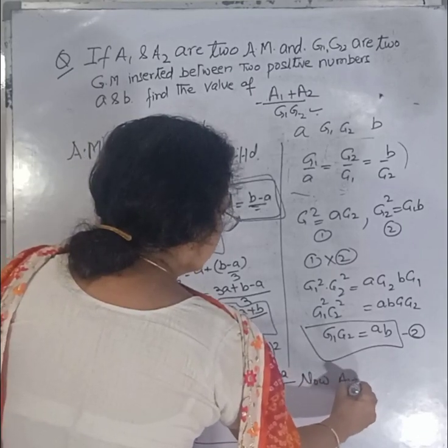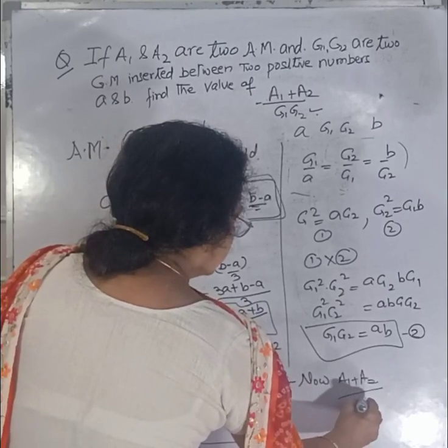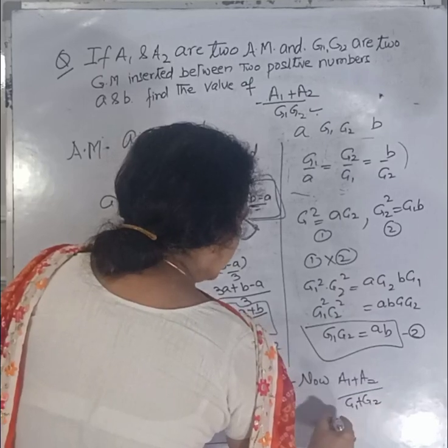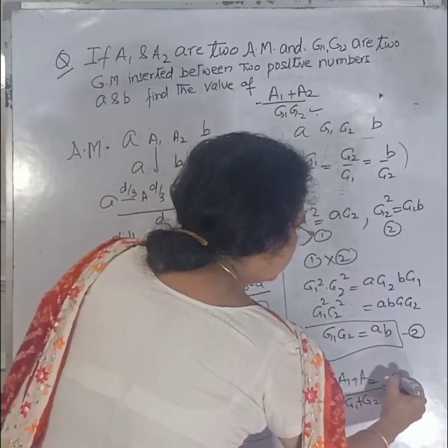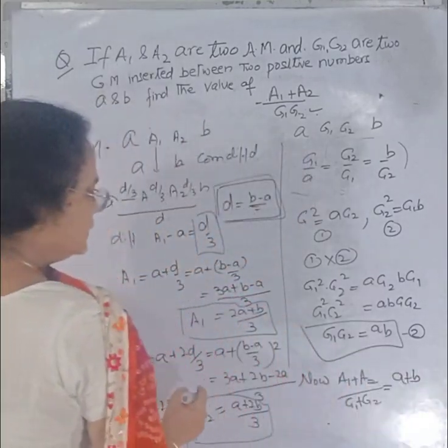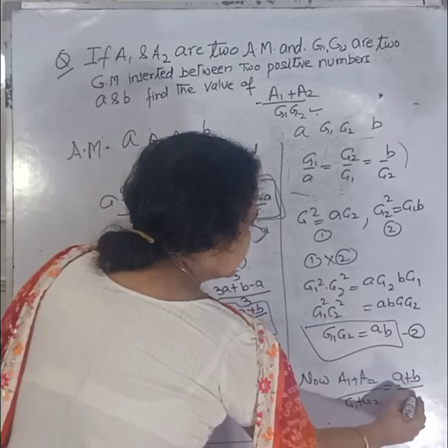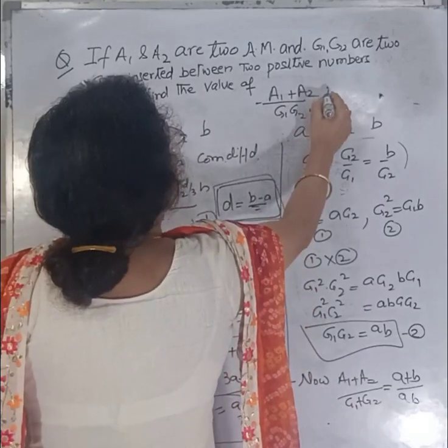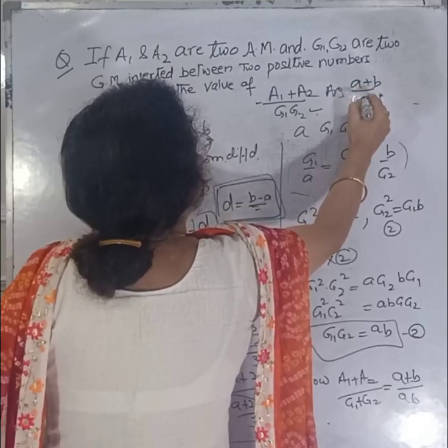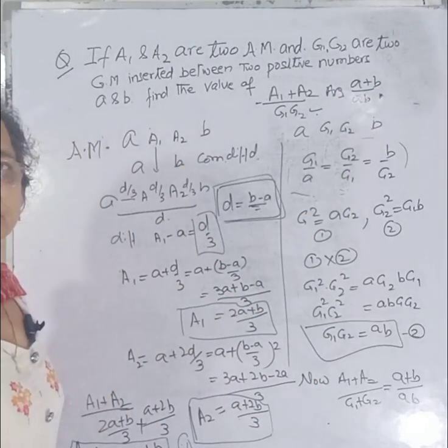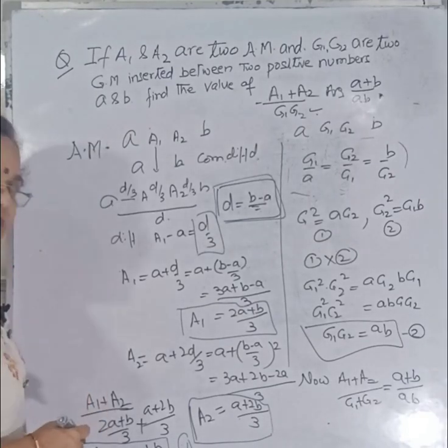Now we can find the value of (A1 plus A2) upon G1 G2. What will this be equal to? A1 plus A2 is equal to A plus B, and G1 into G2 is equal to AB. This is the answer. The answer is (A plus B) upon AB. Is it clear? I think it is very much clear to you.